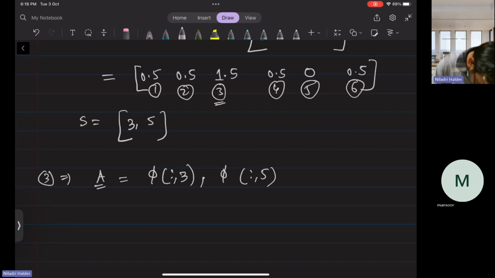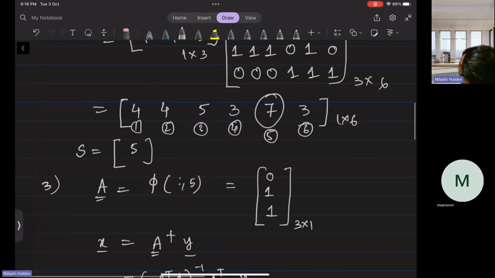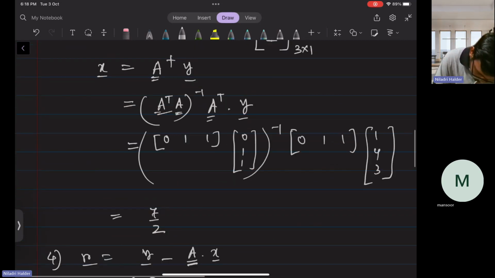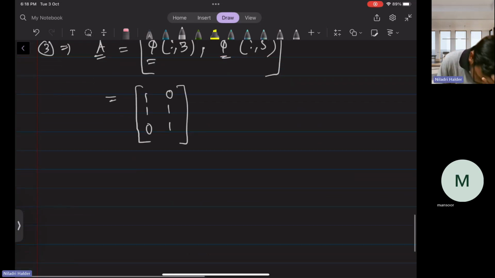That means it will take the third column and the fifth column. The third column was 1 1 0 and the fifth is 0 1 1. So this is the A matrix.